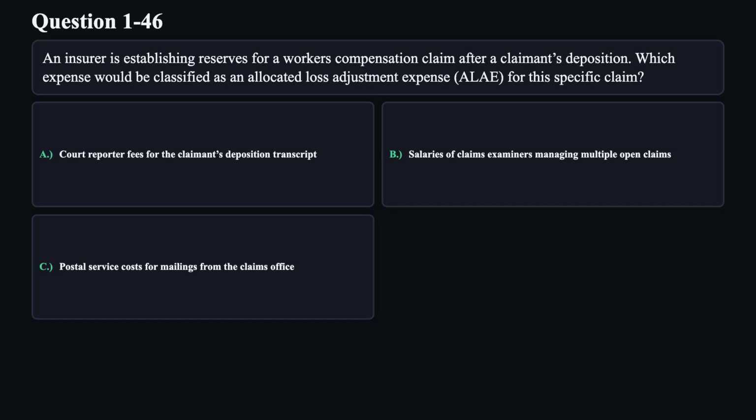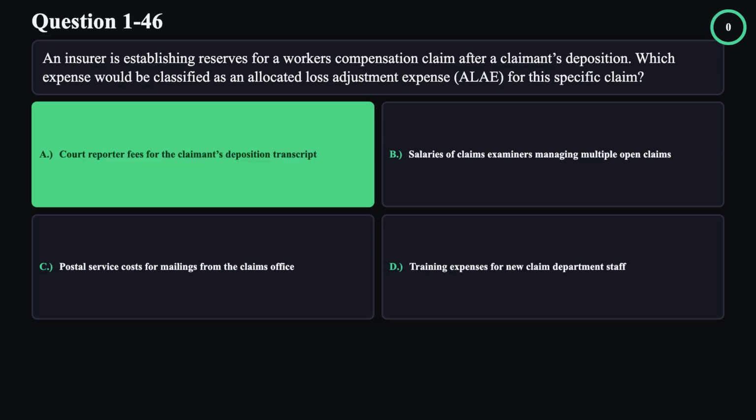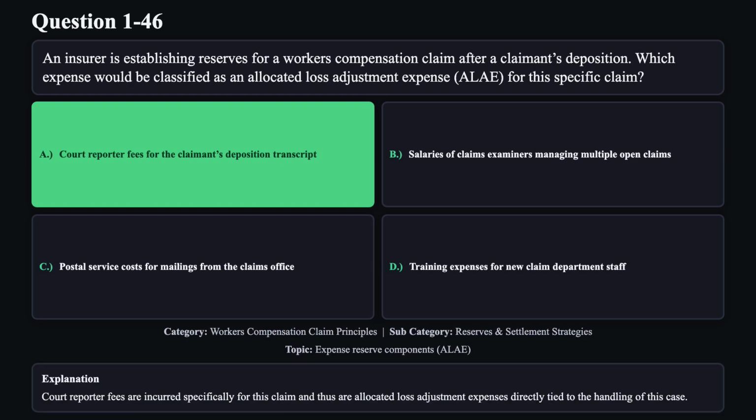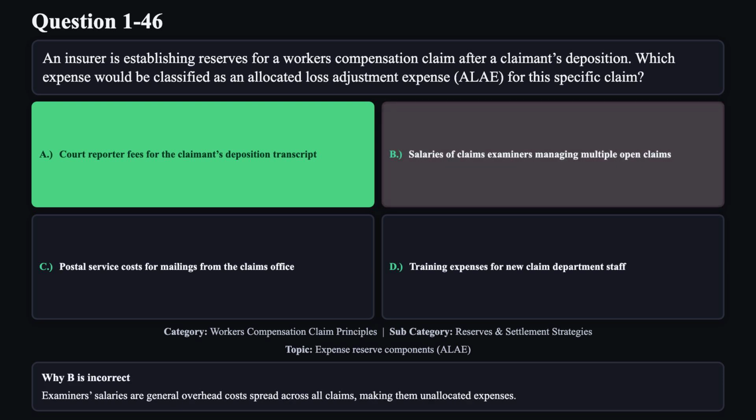C. Postal service costs for mailings from the claims office. D. Training expenses for new claim department staff. The correct answer is A. Court reporter fees are incurred specifically for this claim and thus are allocated loss adjustment expenses directly tied to the handling of this case. Reason B is not correct.